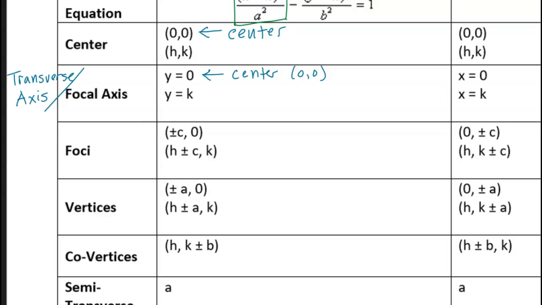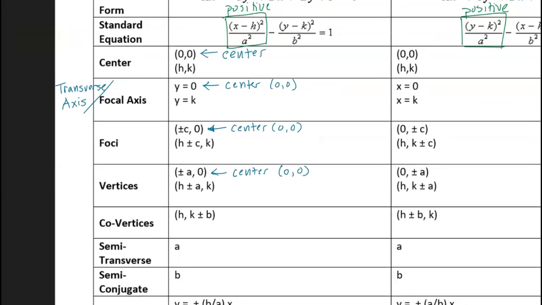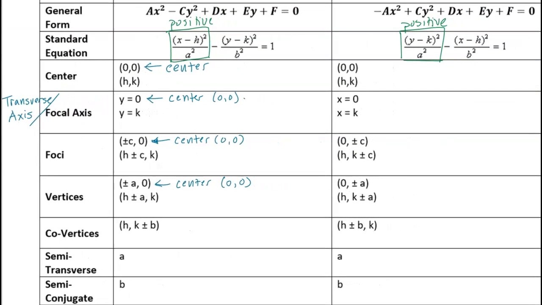If we're trying to find our foci and our center is 0, 0, we can use this coordinate point, plus or minus c as the h value, comma 0. If our center is not 0, 0, then we use the bottom coordinate point. So they just define two separate formulas based on whether or not your center is 0, 0, or a different point. Same thing with the vertical. They define two separate points based on whether or not your center is at 0, 0.